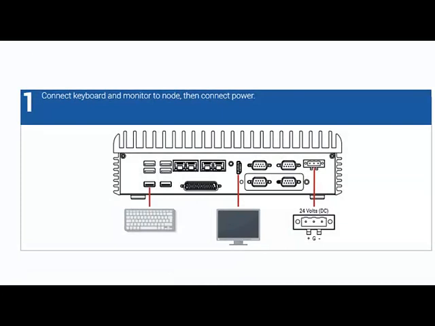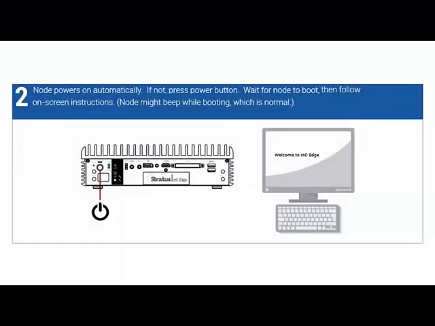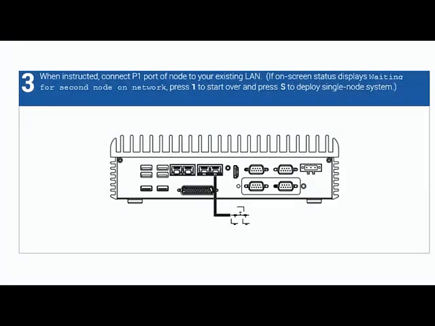We'll first look at step 1, connecting a keyboard, monitor, and power to the node. Then step 2, powering on the node and entering a single node deployment. And step 3, connecting the P1 network port.